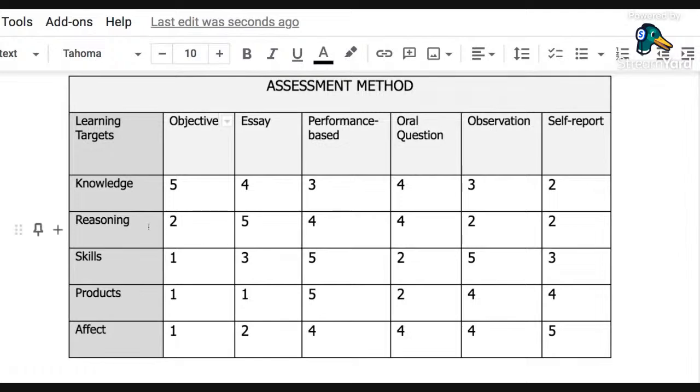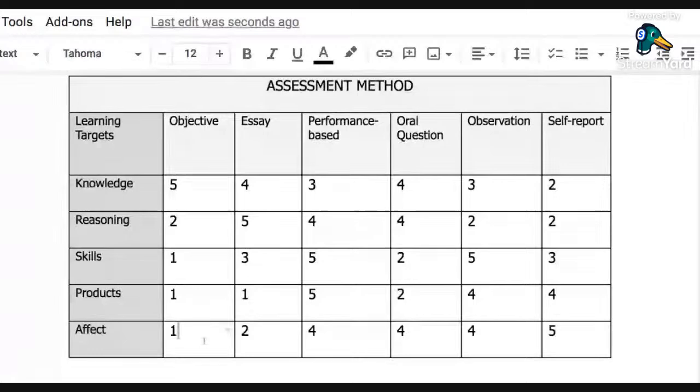Then the same is true with reasoning. The most appropriate is essay. Performance-based is also okay. Oral question is also okay. And the least appropriate would be objective, observation, and self-report. For skills, the most appropriate is performance-based, of course, and then observation. Then we also have products, performance-based also, because we mentioned performance-based is like creating or designing a product.